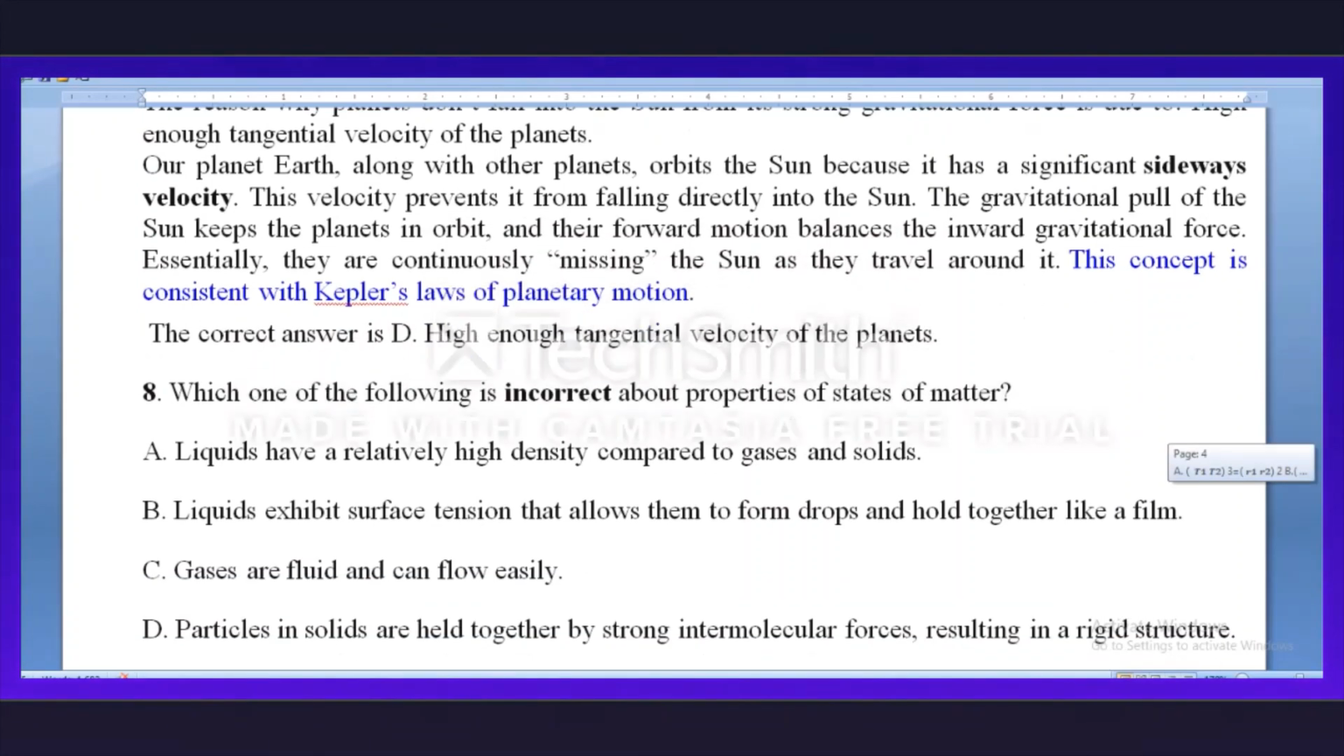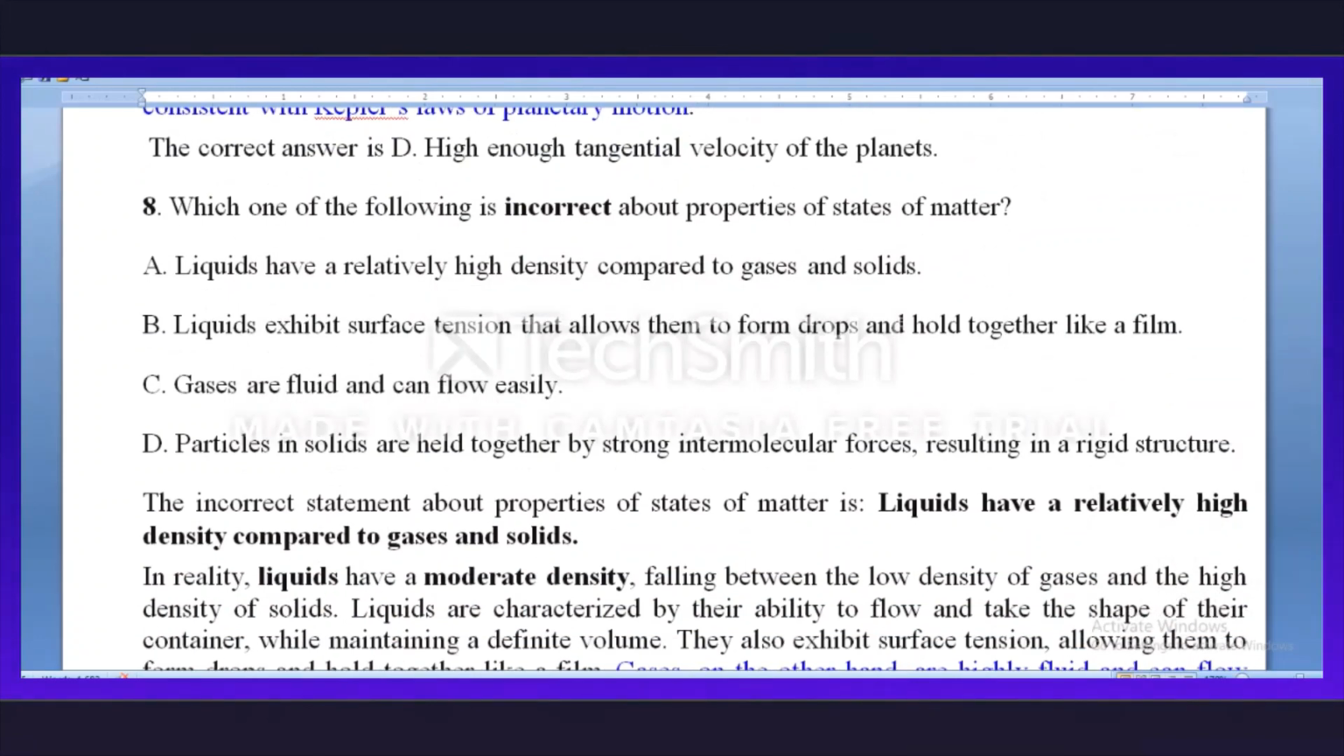The next one, question number 8. Which one of the following is incorrect about properties of the states of matter? Choice A, liquids have relatively high density compared to gases and solids. Choice B, liquids exhibit surface tension that allows them to form droplets and hold together like a film. Choice C, gases are fluid and can flow easily. Choice D, particles in solids are held together by strong intermolecular forces, resulting in rigid structures.